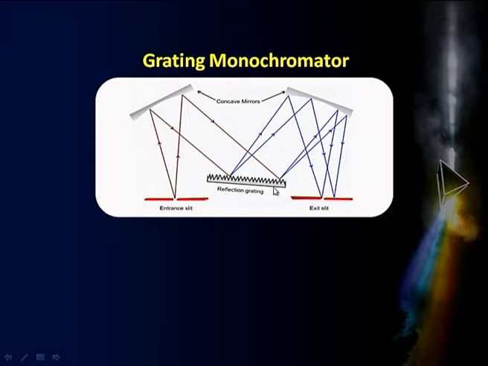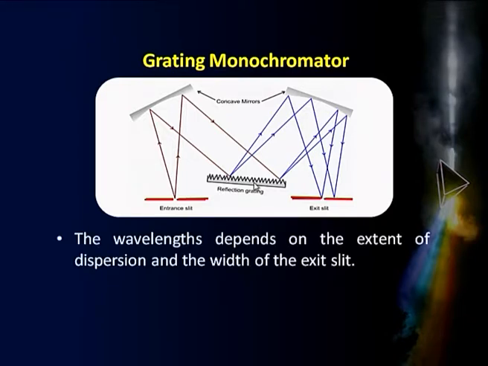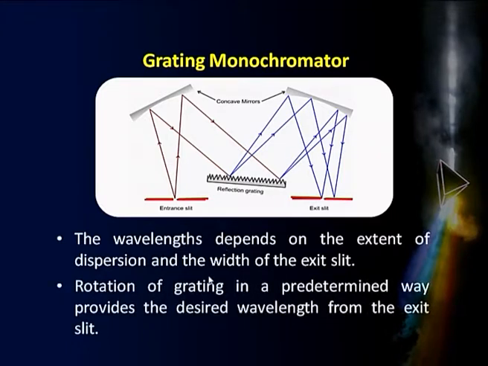So, here again the input is polychromatic radiation coming in, but we rotate the grating in a predetermined way, and it provides the output of a desired wavelength from the exit slit. That means, our input here is polychromatic, passing through the slit, falling on the mirror, falling on the grating. I rotate the grating in such a fashion that the wavelengths coming out get altered. So, at a given point of time I get only one particular wavelength coming out of the slit.